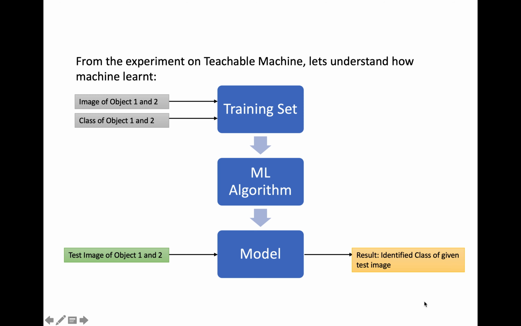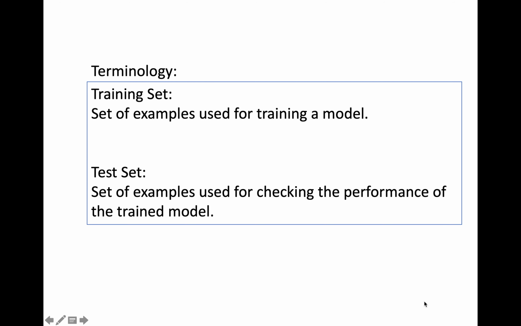From the experiment we just performed, let's see how the machine learned. First of all, we provided a training set, that is, images of a pen and a glass in different positions, and also provided the class in which the image needs to be classified. After that, the inbuilt machine learning algorithm ran and created the model from the examples that we had provided. When we tested an image of both objects, the machine was able to identify the class of the given image. This is how the machine learns through the training set. Let us understand some terms used.